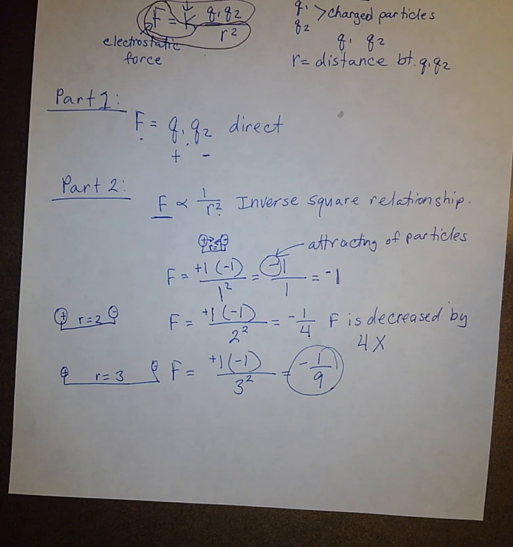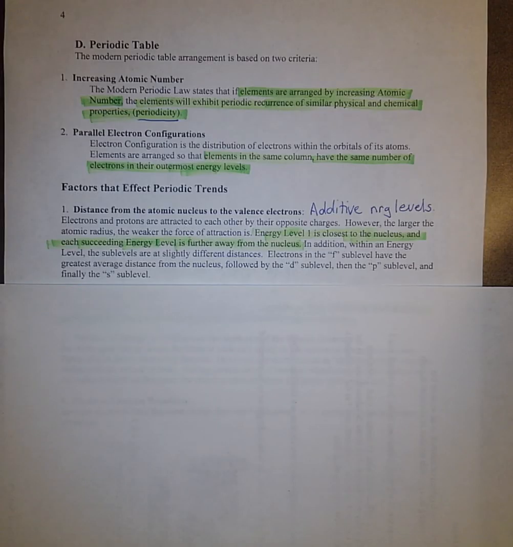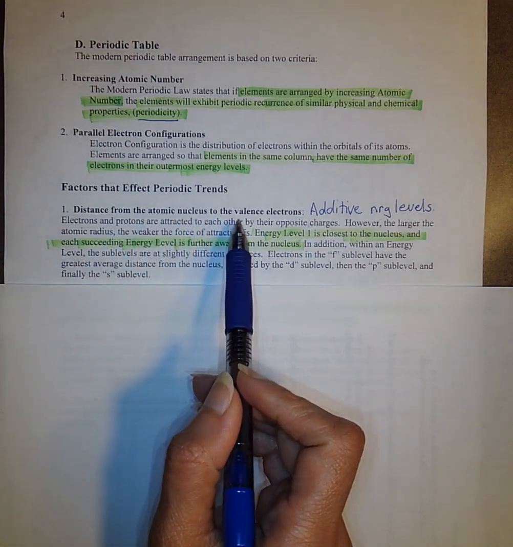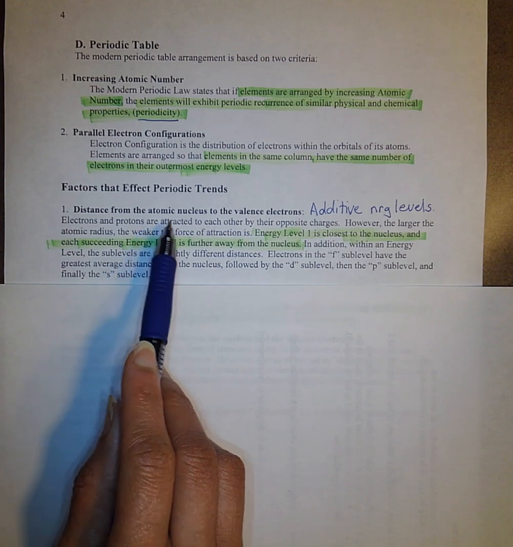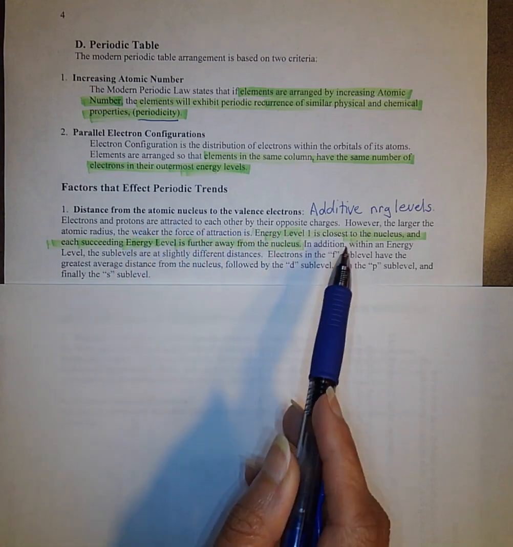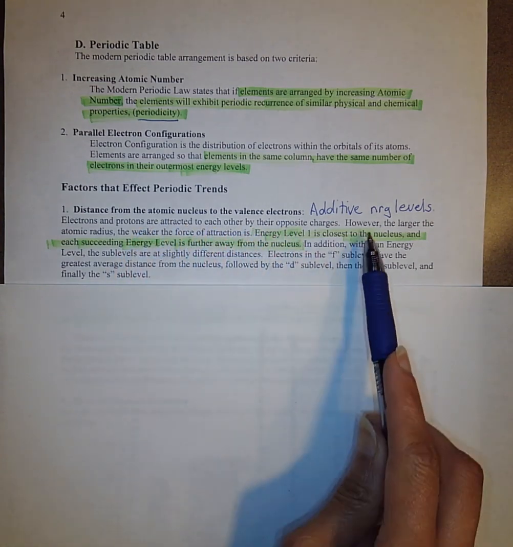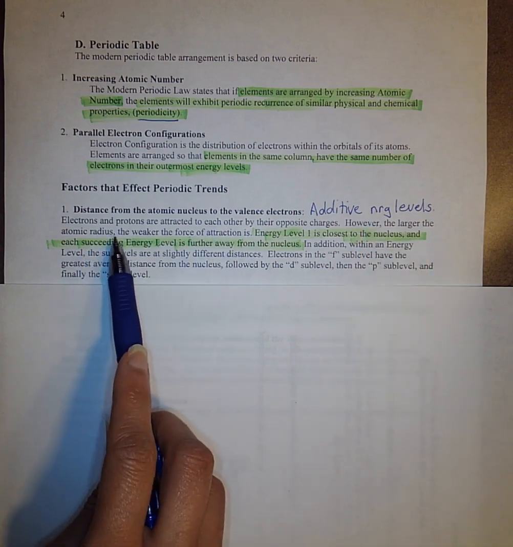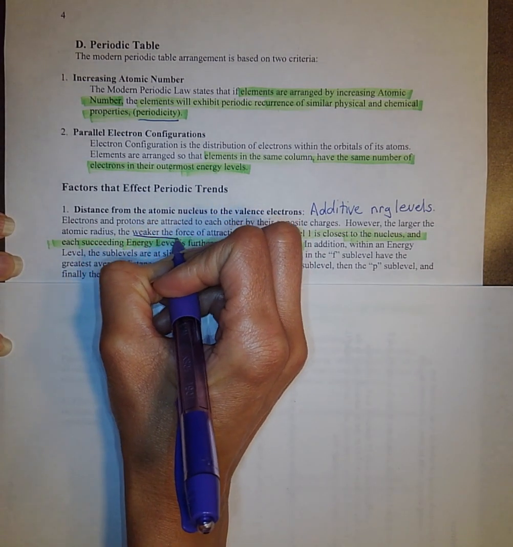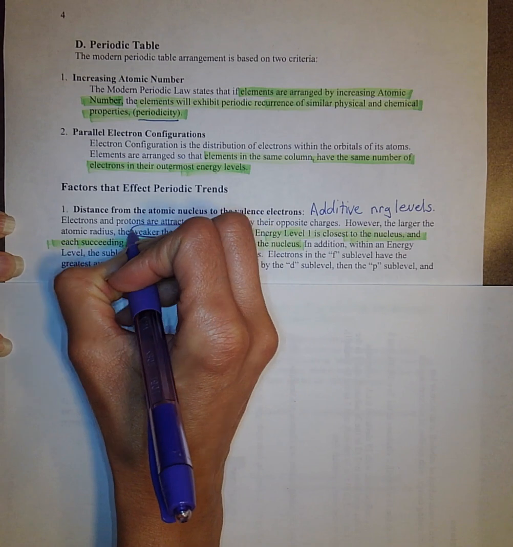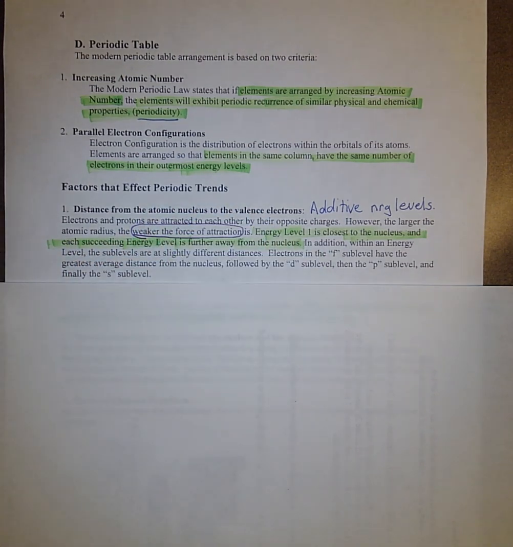Okay, so let's go back to our notes now. Let's start on our first factor. The first factor is distance from the atomic nucleus to the valence electron. The electrons and protons are attracted to each other by opposite charges. We know that to be true. However, the larger the atomic radius, the weaker, and I want you to underline weaker, the force of attraction. The force of attraction is weaker.